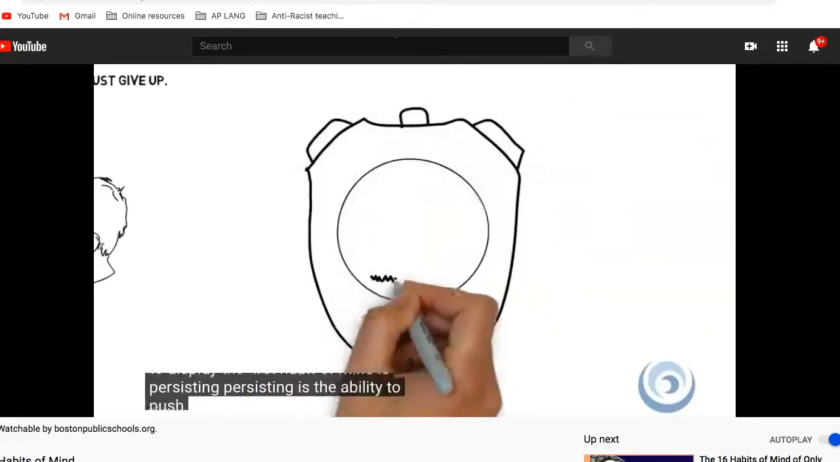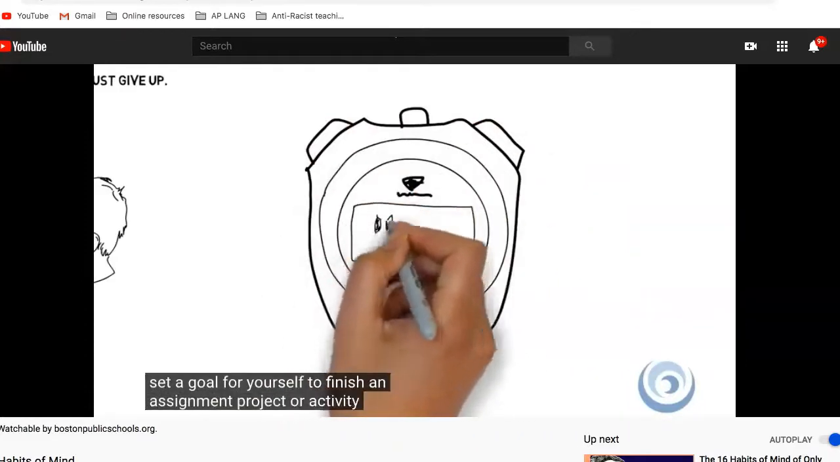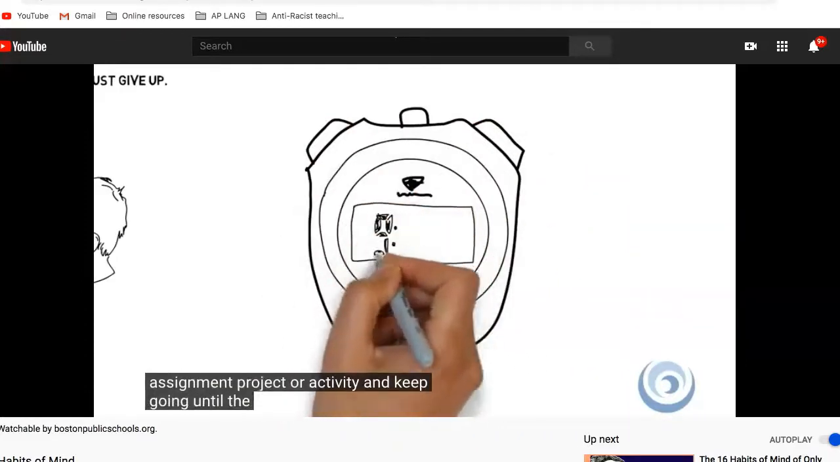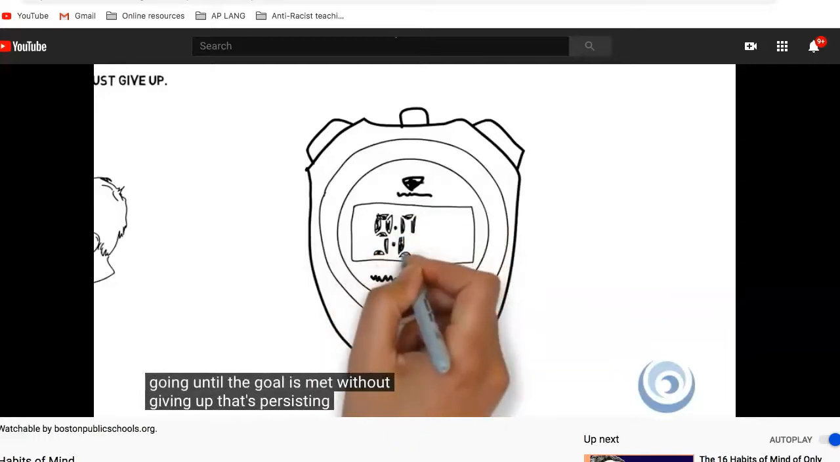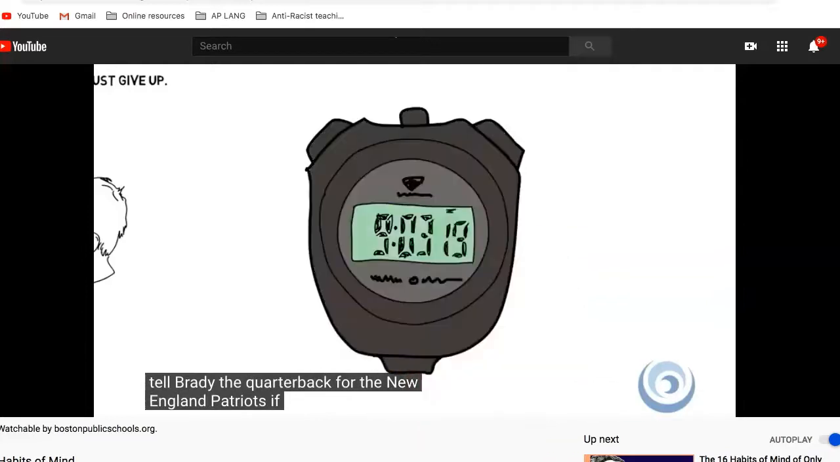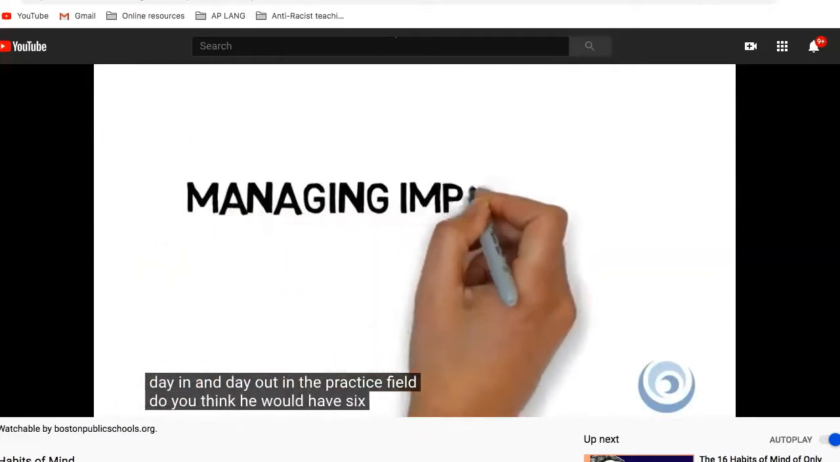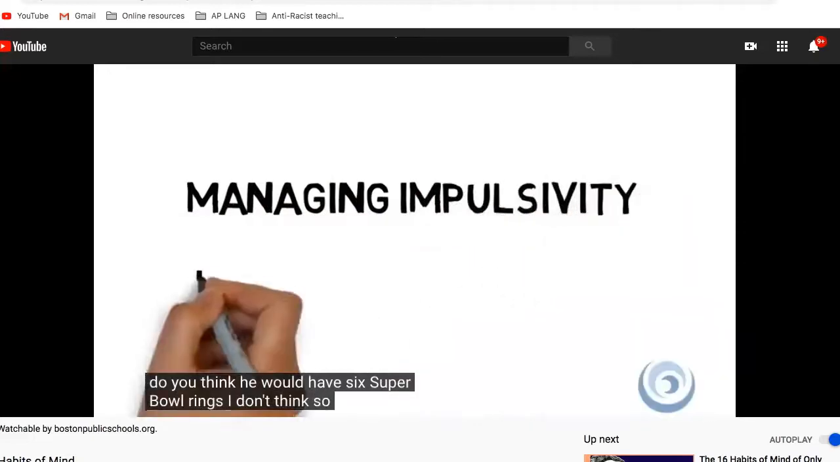Persisting is the ability to push through. In the classroom, when you set a goal for yourself to finish an assignment, project, or activity, and keep going until the goal is met without giving up, that's persisting. Think about Tom Brady, the quarterback for the New England Patriots. If he did not persist day in and day out on the practice field, do you think he would have 6 Super Bowl rings? I don't think so.